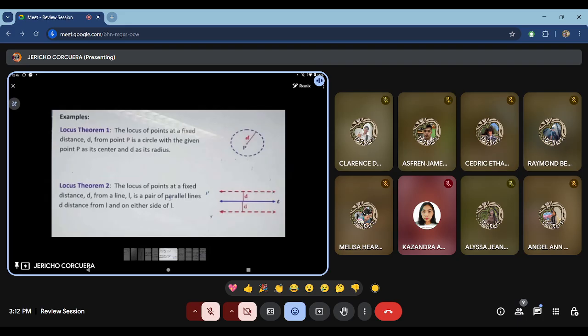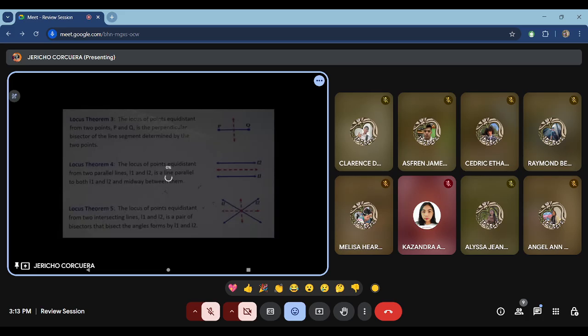So the locus of points at a fixed distance from line L. You can see that there is a fixed distance, which is the letter d, from line L, and on either side of L we have a pair of parallel lines. That is the locus of points. And d is the distance from the original line, line L. And there are two parallel lines, and d is the distance from the line to either of the two lines.